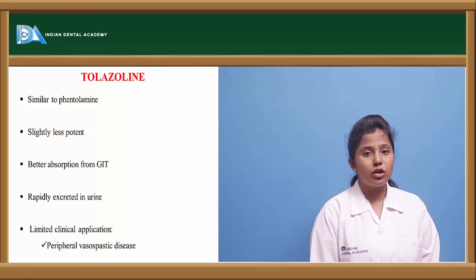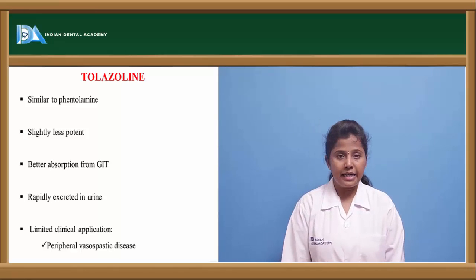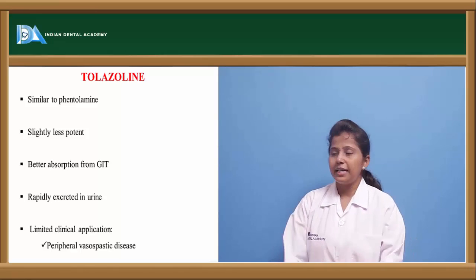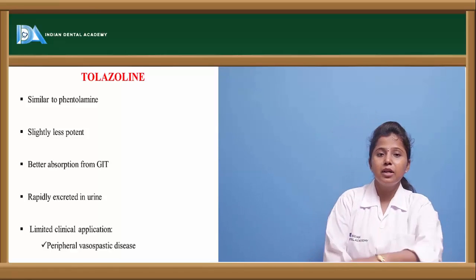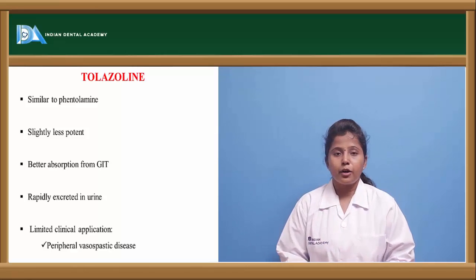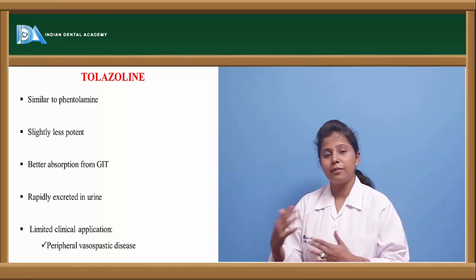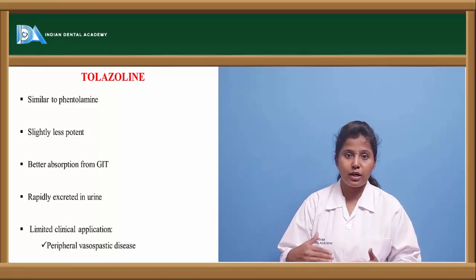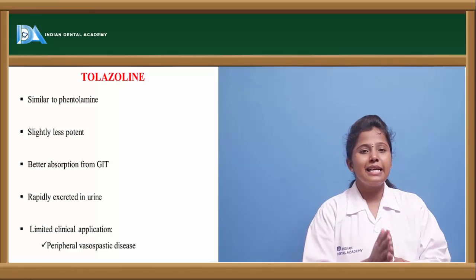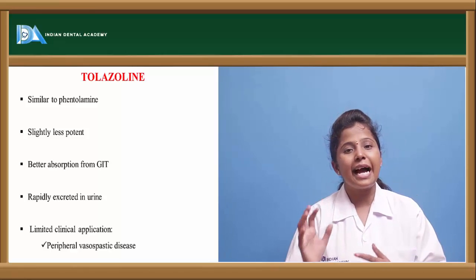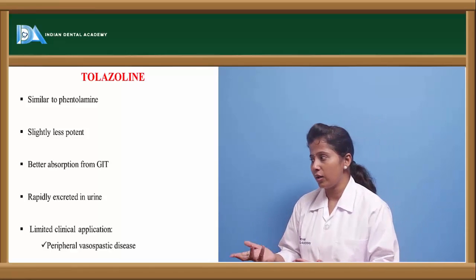The other drug is tolazoline. Tolazoline is a selective alpha-1 receptor antagonist, and its action is almost similar to phentolamine, because it also shows effects on the cardiovascular system and GIT. There will be decreased vascular tone as well as decreased GIT tone, but it is slightly less potent, in the sense that the effect of tolazoline is less when compared to phentolamine.